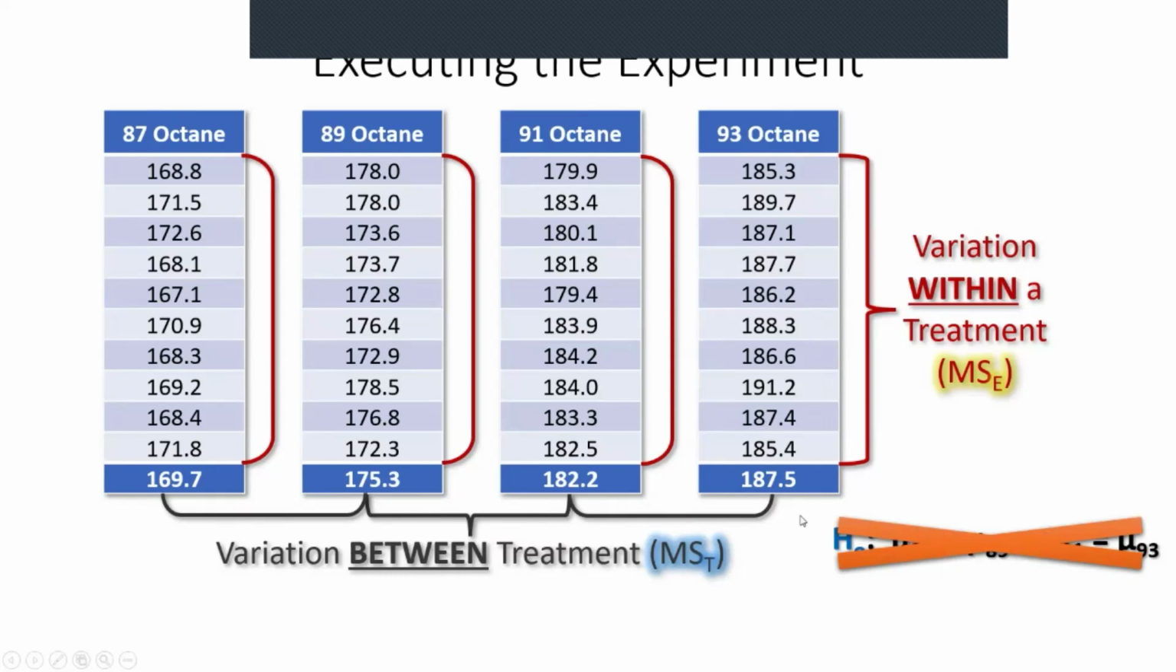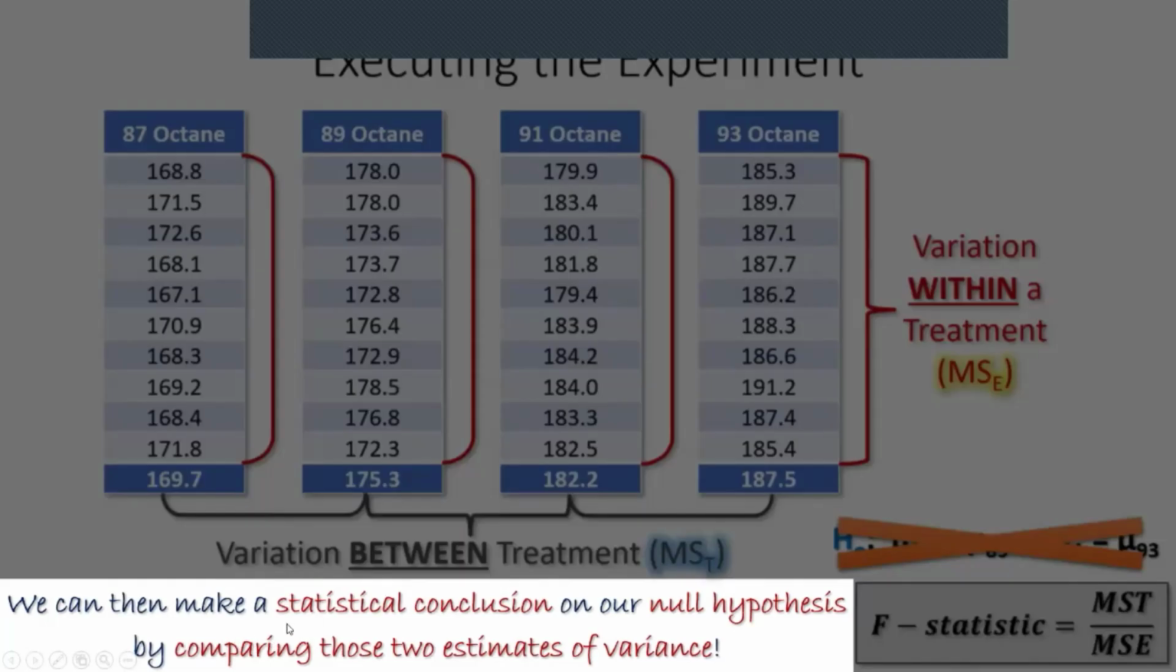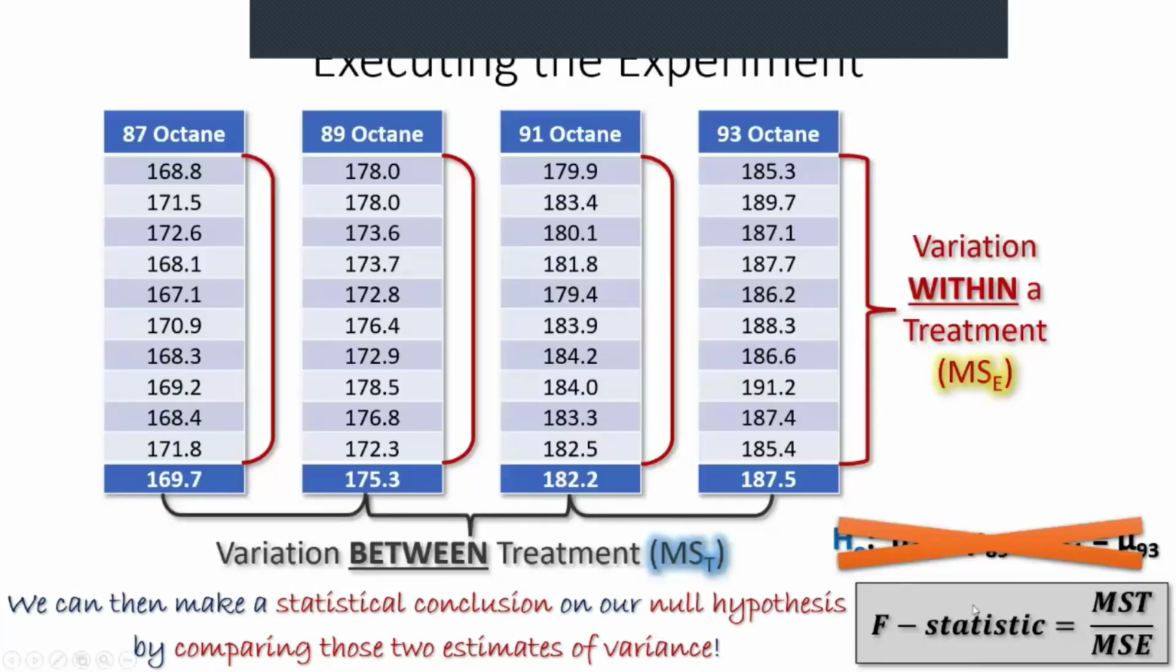The question becomes, how do we come to that conclusion using statistics, using data? So here's how we do it. We can make a statistical conclusion regarding our null hypothesis by comparing these two different estimates of variance. We're going to calculate an F value or an F statistic that is essentially a ratio of these two different estimates of variance to determine whether or not our null hypothesis is in fact true, or in this case is actually false. Make sense? And by the way, I know you've already seen the data and you know that the null hypothesis is false, but I want to make sure you understand whether the null hypothesis is true or false.